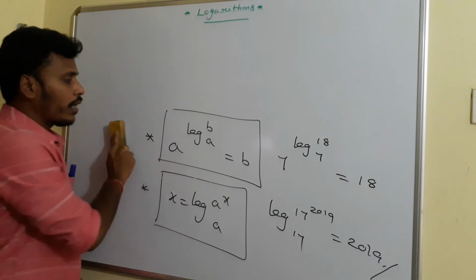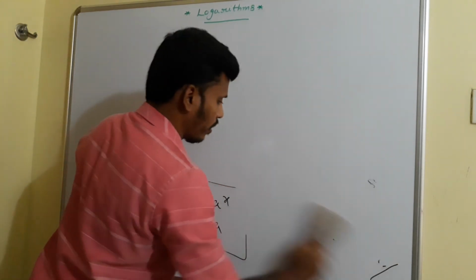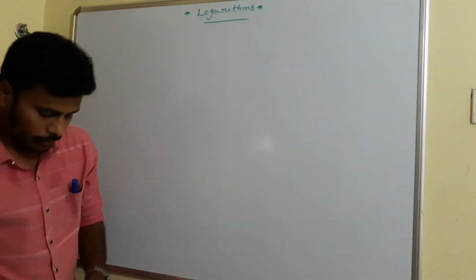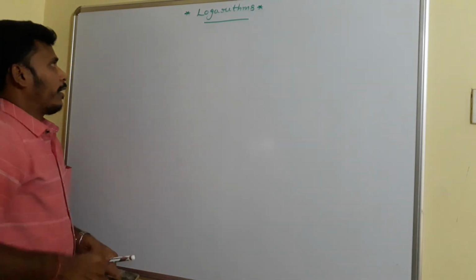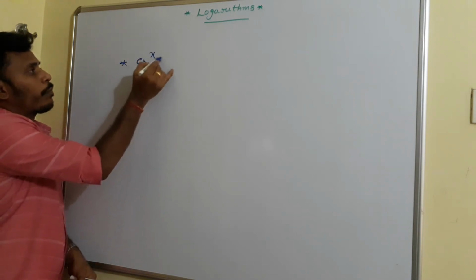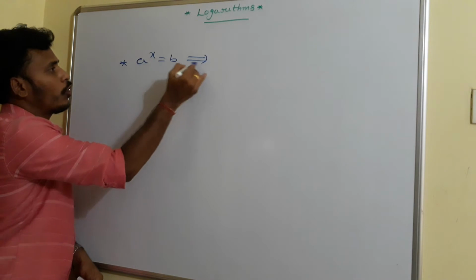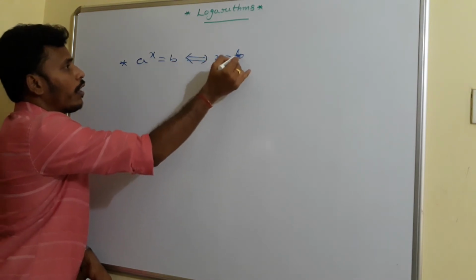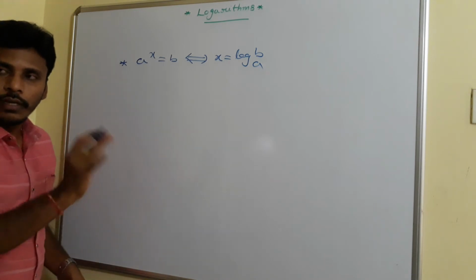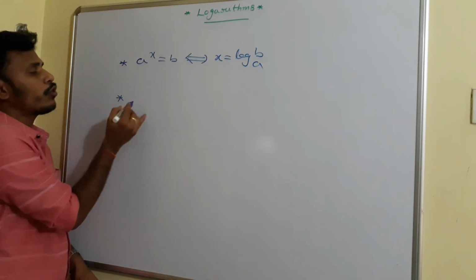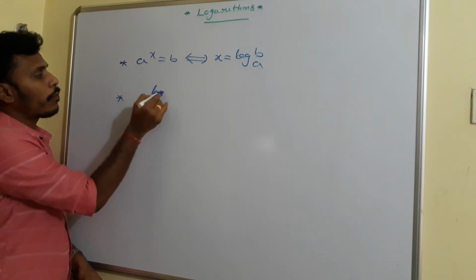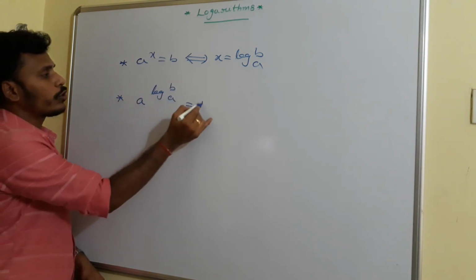Okay, so till now what we discussed, once again I am going to mention on the board and then I move to the next one. First thing is the basic notation. What is that basic notation? a power x is equal to b if and only if x is equal to logarithm of b base a, with certain restrictions. Just leave the restrictions for now. And one more thing is, a to the power logarithm of b base a is equal to b.